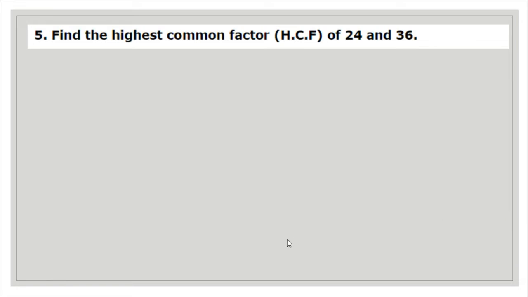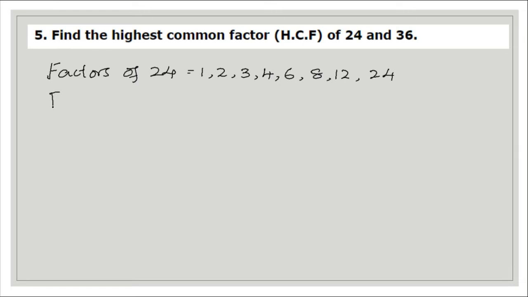Let us see one more example. Find the highest common factor of 24 and 36. Now I have taken little larger number. Let me find out the factors of 24. They are 1, 2, 3, 4, 6, 8 because 8 3s are 24, 12 2s are 24 and 24. And the factors of 36 are 1, 2, 3, it is divisible by 4, 9 4s are 36, 6 6s are 36.